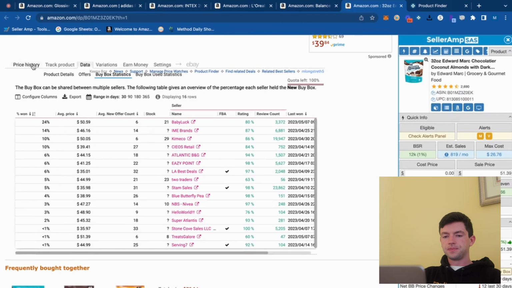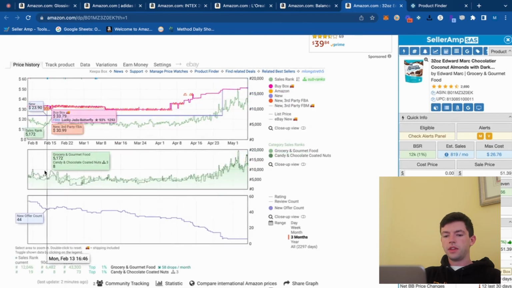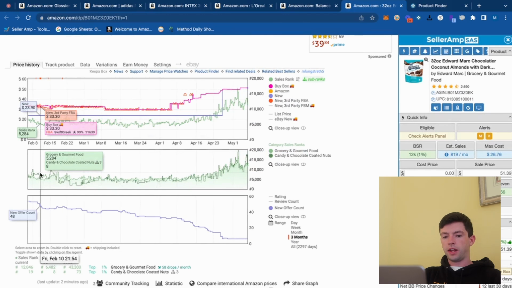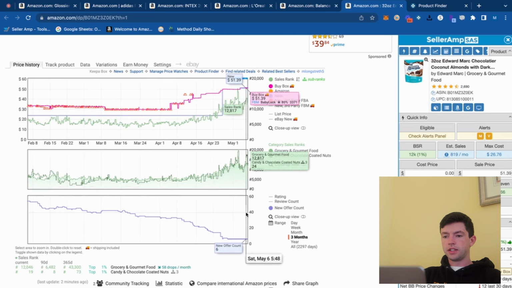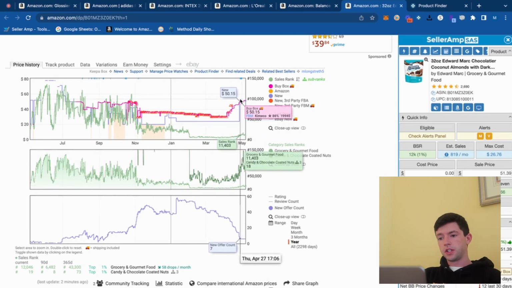So we can see right here, if we go to the 3-month chart, in February there were like 50 sellers, 48, 45 sellers, and now it's all the way down to like 6 basically, and that's driving the price up a lot right here. So I want to show you guys a trend of a beautiful product, something that's potentially increasing in price and decreasing in competition.